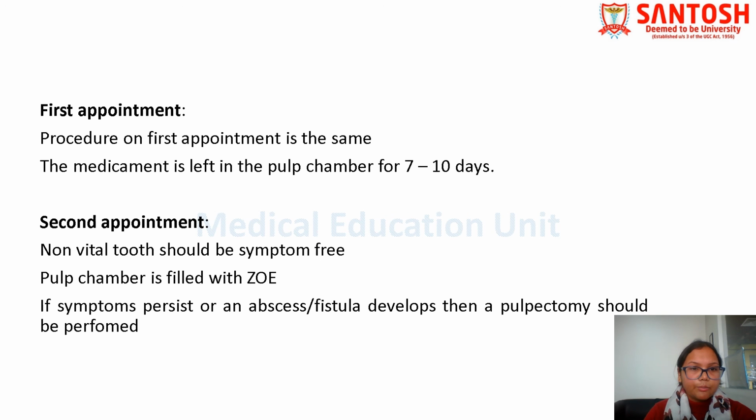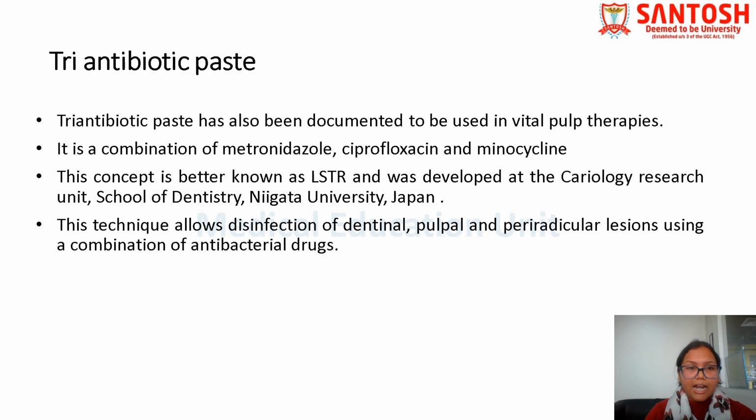In the first appointment, the procedure is almost the same. The medicament is left in the pulp chamber for 7 to 10 days as we do in the usual pulpotomy. In the second appointment, the non-vital tooth should be symptom free. We have to evaluate the patient clinically, and the pulp chamber is filled with ZOE after the patient is symptom free. If the symptoms persist or an abscess or fistula develops, then a pulpectomy should be performed. Basically, we only have to look for one thing, that there should be absence of abscess or fistula after the first appointment. Triantibiotic paste is generally used as a pulpotomy agent in such cases.